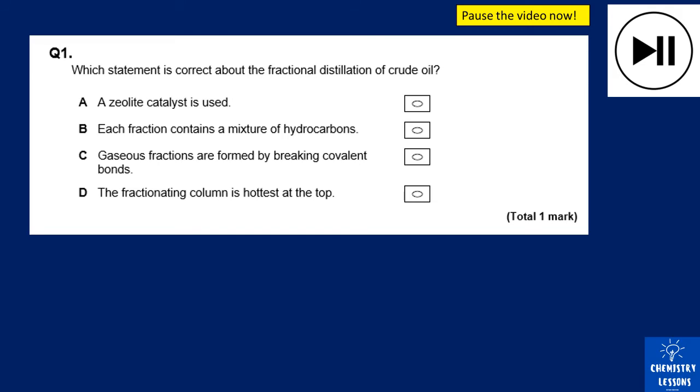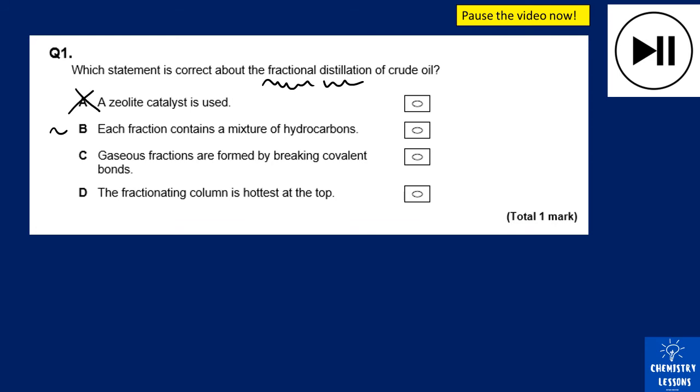Right, let's have a look at this question then. Which statement is correct about fractional distillation? Zeolite catalyst. Well, I'm going to say no. I think that was cracking. Each fraction contains a mixture of hydrocarbons. Okay, that might be misleading, we're not sure. Gaseous fractions are formed by breaking covalent bonds.